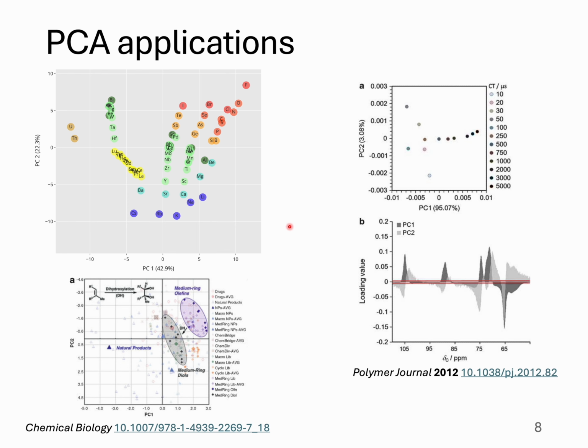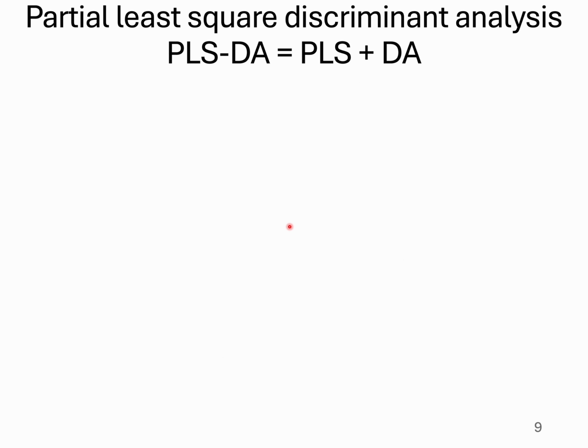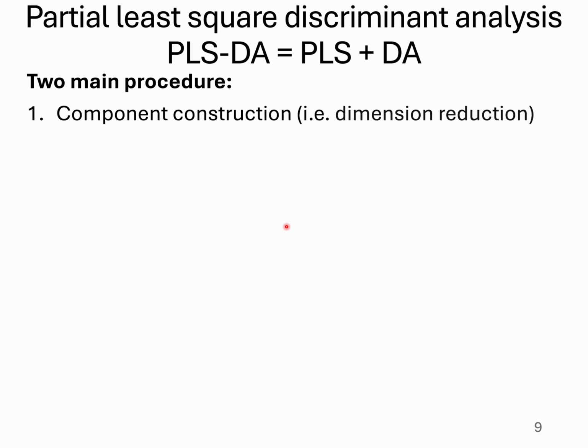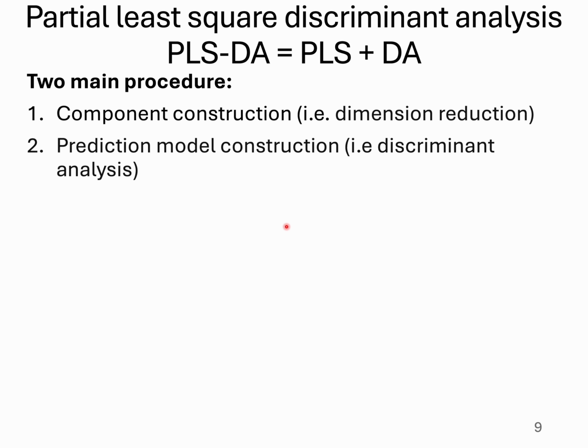And now let's move to the second part of our introduction: PLS-DA, or partial least squares discriminant analysis. You can think of it as PCA's more powerful cousin for classification tasks. It has two main procedures. First, component construction or dimensionality reduction, same as PCA. But the second part, DA, is for prediction model construction.